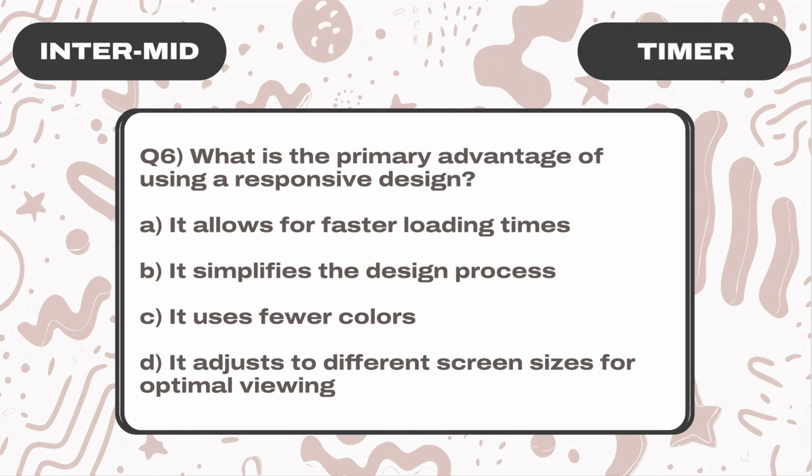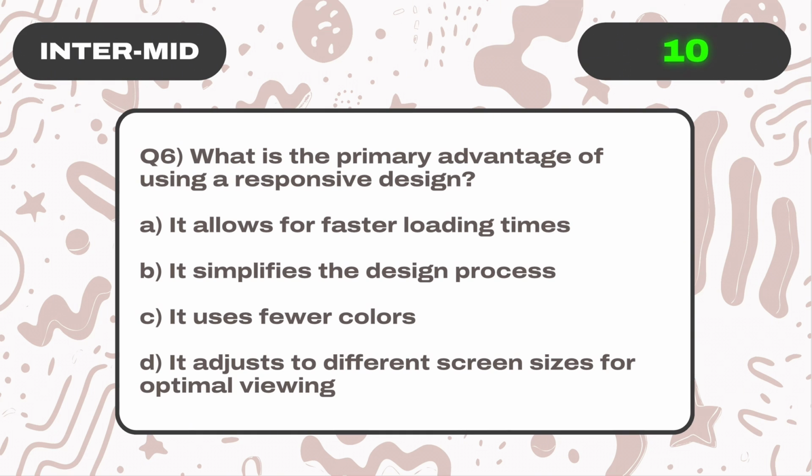What is the primary advantage of using responsive design? It allows for faster loading times. It simplifies the design process. It uses fewer colors. It adjusts to different screen sizes for optimal viewing.